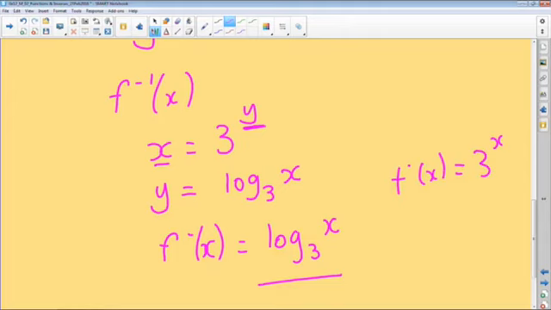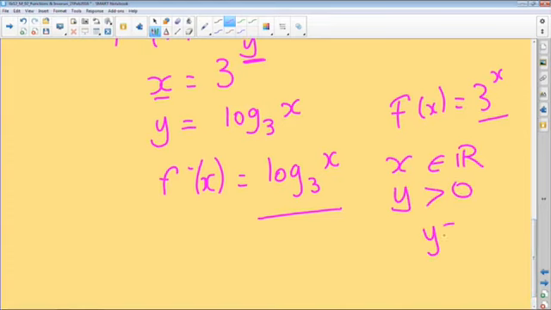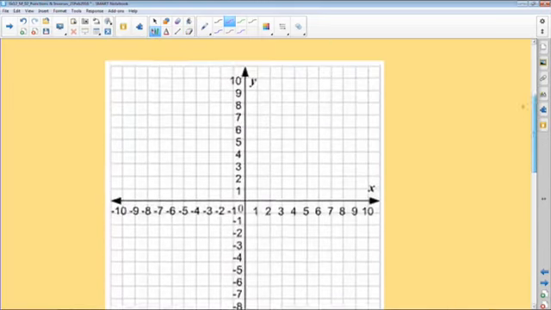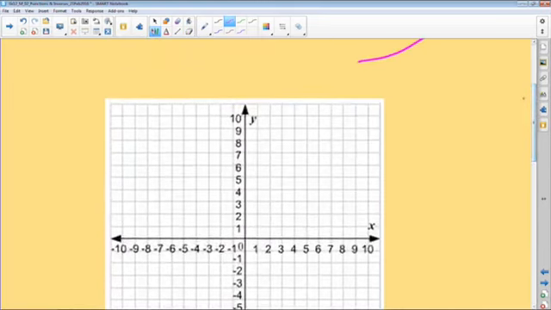Some other points about f(x) is equal to 3^x. We know that the domain of that is x is an element of real numbers. y, your range, is greater than 0, but y is not equal to 0. So what you'll see is in your exponential functions, your x-axis is an asymptote. So it's a line that the graph never really touches.